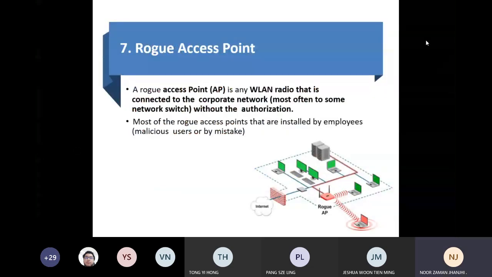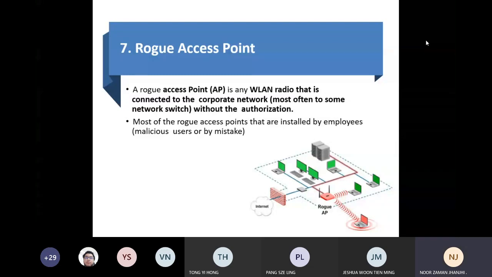Now this is something even further, which we call a rogue access point. What is a rogue access point? This concept of the rogue access point is very dangerous.